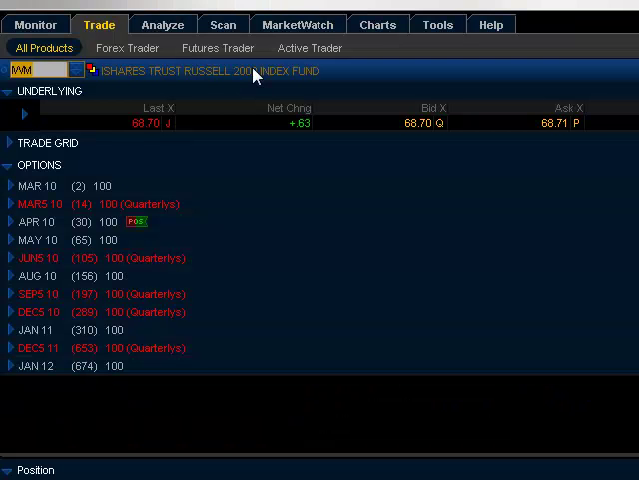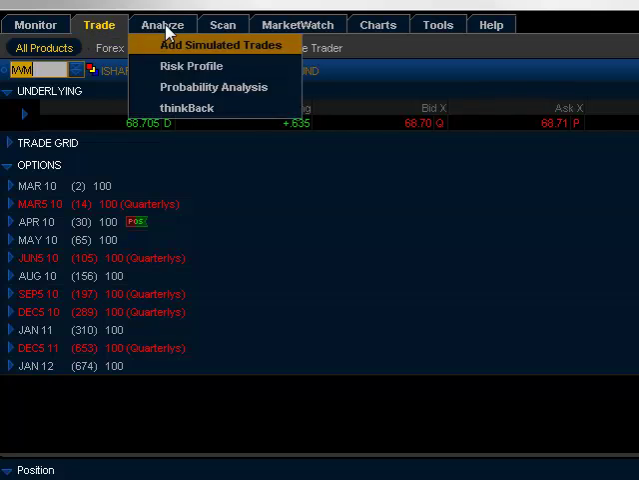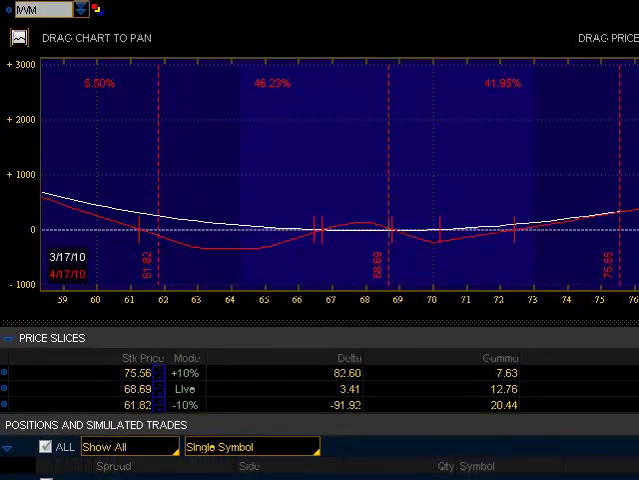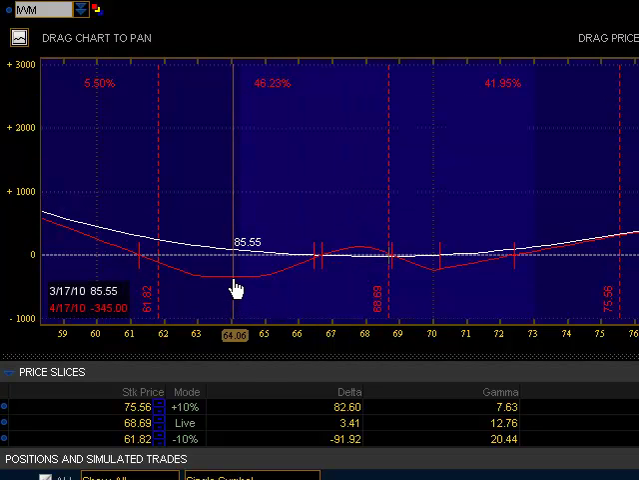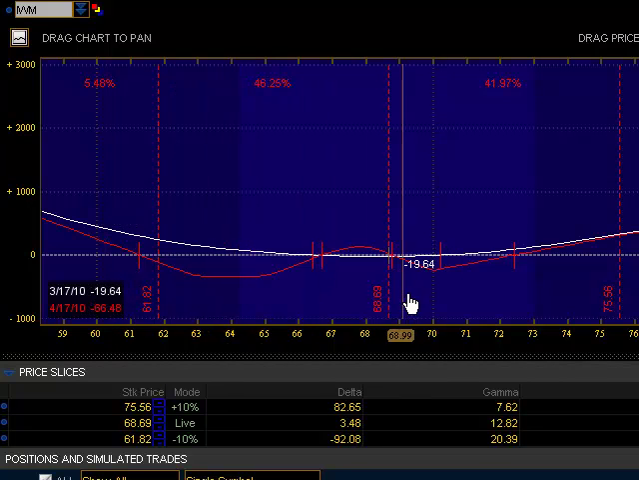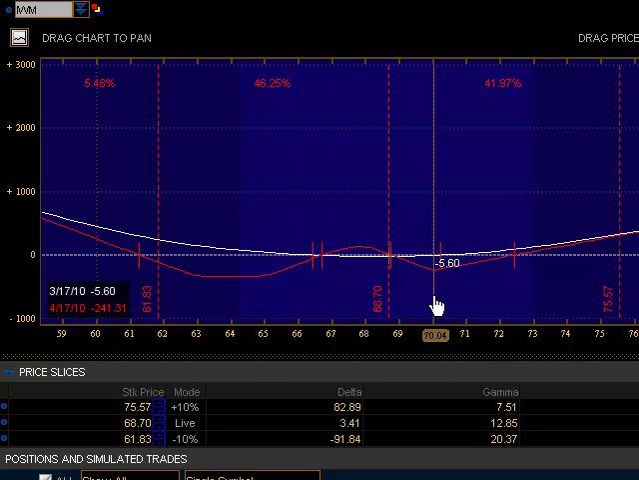Okay, we're looking at the trade page for IWM, and you see we're currently trading at 68.70. We're up 63 cents for the day. Let's take a look at the Analyze page and see the position that we currently have on. This is a risk graph of our current position in IWM. The low down here, the low of this red line, means that we have a maximum loss. You can see over here we have a maximum loss of $345 to the downside. To the upside, we have a maximum loss of about $240.